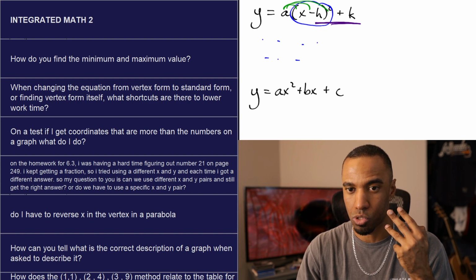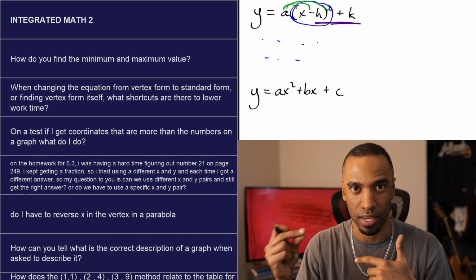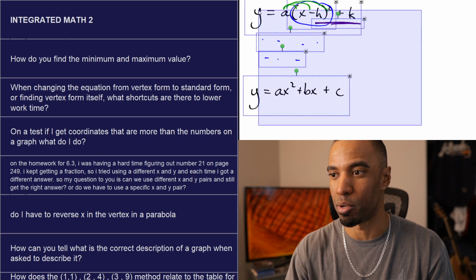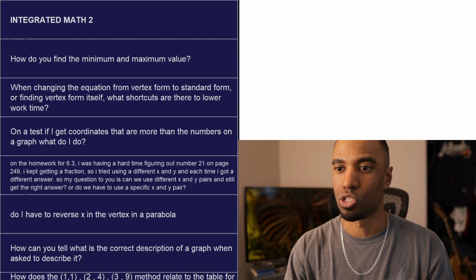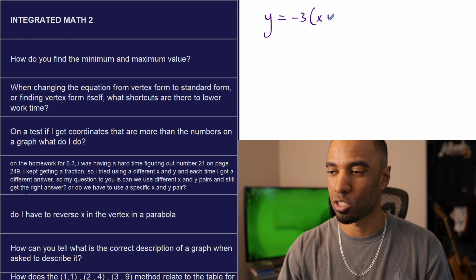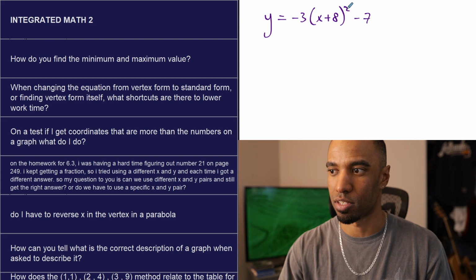Some people ask how to do those 3 steps faster, though. Some students watch me do it like it's nothing. Here, I'll make up a problem right now, and I promise there's no foresight for me with this answer. Let me get this out of the way. Let's do y equals negative 3 times x plus 8 quantity squared minus 7. I just made that up off the top of my head.